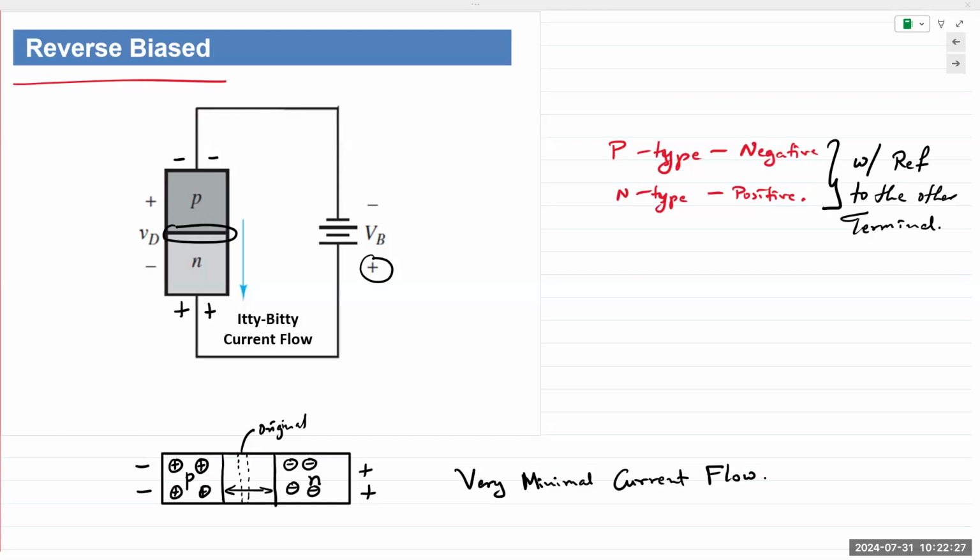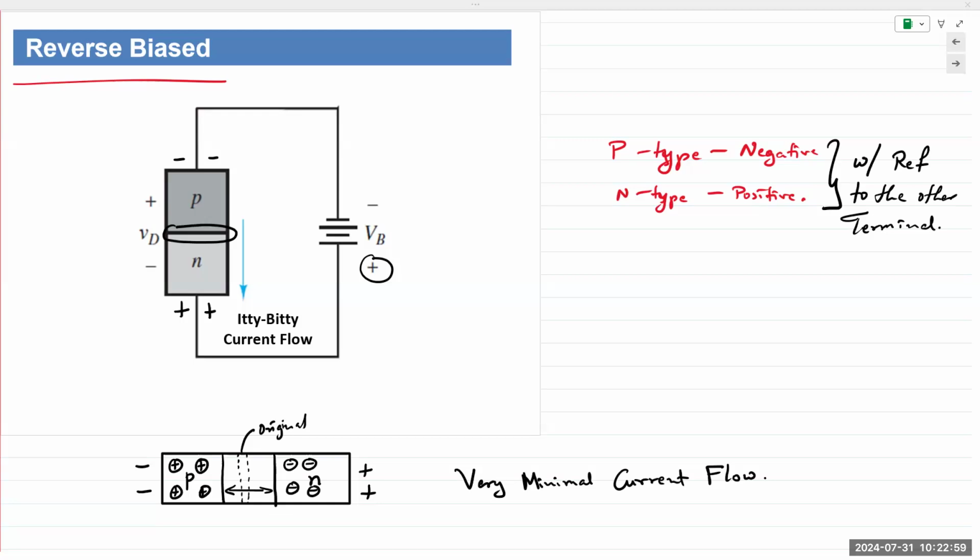Any questions? Yes. So the question being asked is, what does minimal current mean?